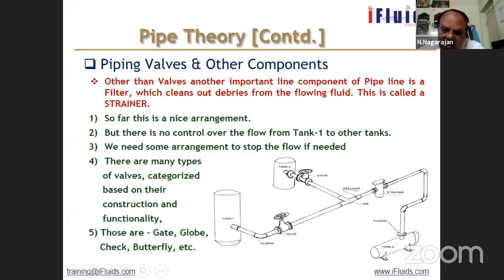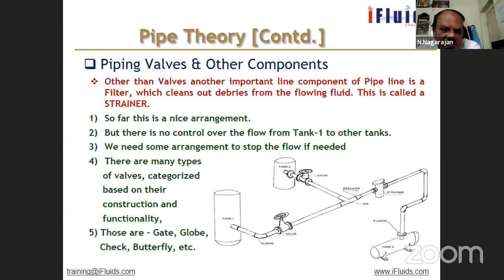And one more component you are seeing here is a filter or strainer. Sometimes the fluids may have solid particles, especially for pumps. In the suction of the pump, we put a strainer or filter to remove any solid particles. The solid particles will damage the impeller of the pump, so we have to remove them. So we use filters. There are a number of line items like this in the plant, and they are all called specialty items.